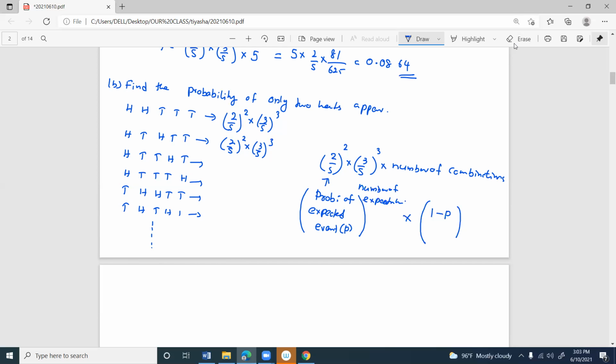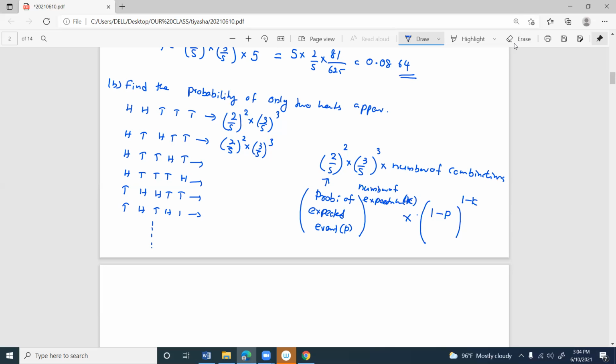Okay, look at this. I have assigned P as the probability of the expected event. Then 1 minus 2 over 5 is 3 over 5. So you get this probability from that. Is that clear? How many total trials do we have? 5. If you multiply this, I'll get it as k.